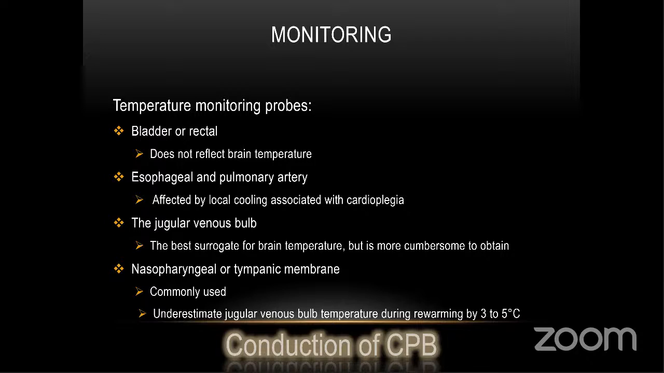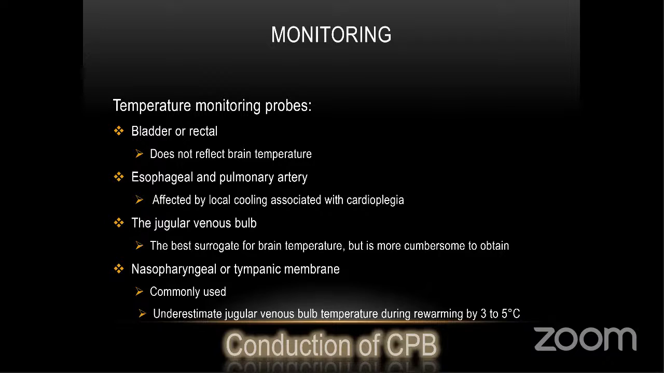Temperature monitoring during cardiopulmonary bypass can be accessed by either bladder or rectal probe, but that usually doesn't reflect brain temperature. Esophageal or pulmonary artery temperature is usually affected by local cooling associated with cardioplegia and ice. The jugular venous bulb is the best for estimating brain temperature, but is more difficult to obtain.